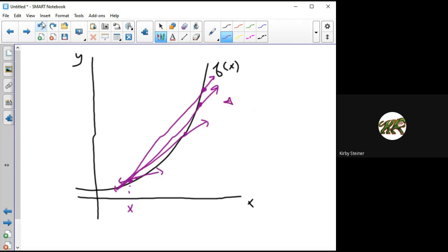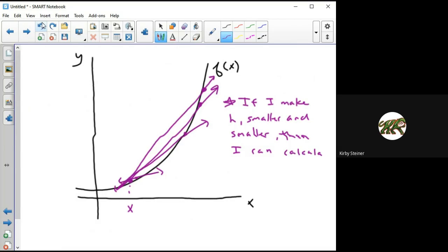So the idea here is if I make h smaller and smaller, then I can calculate the slope of a function at any given point. All right, so up until now, we think of slope as something that requires 2 points.